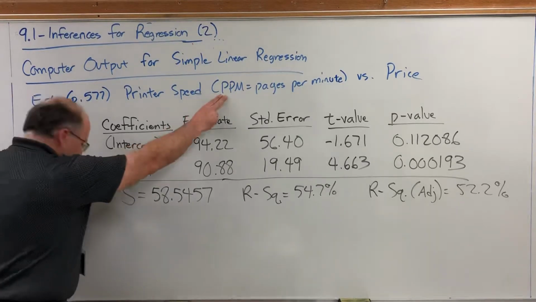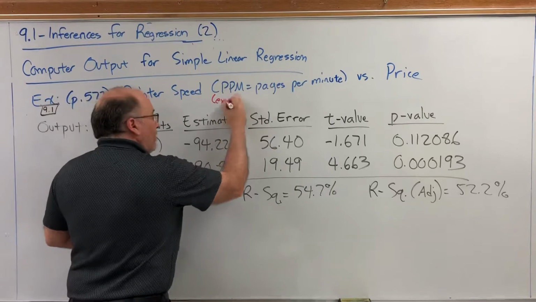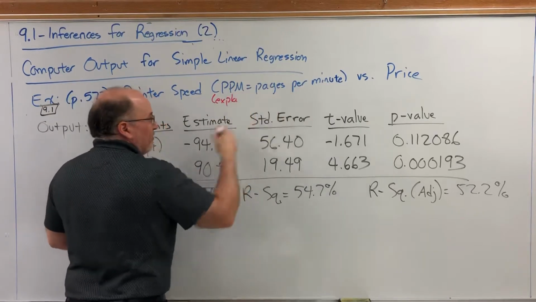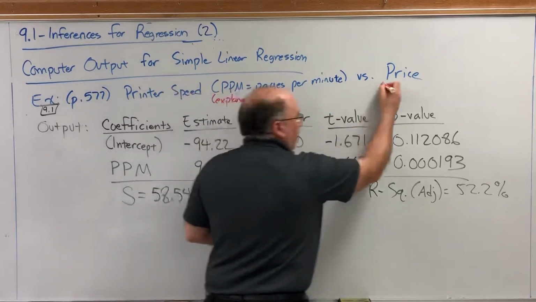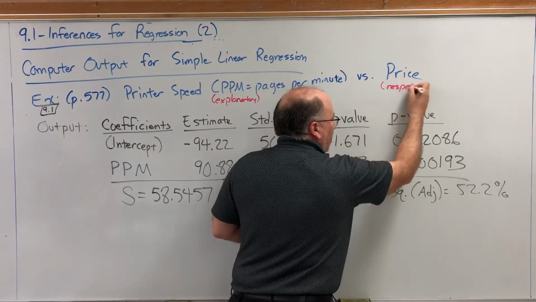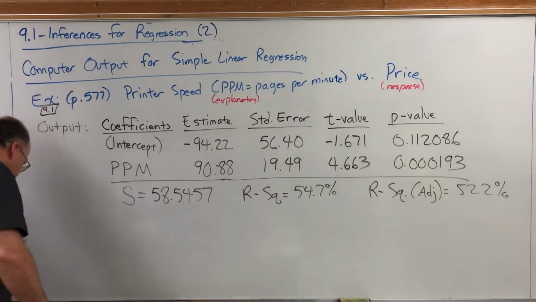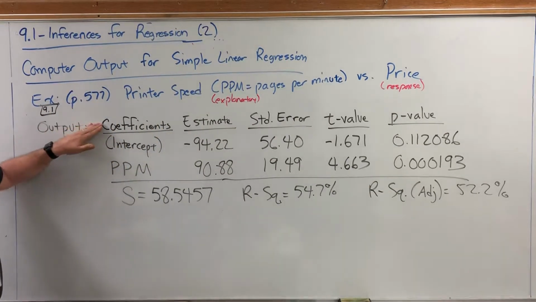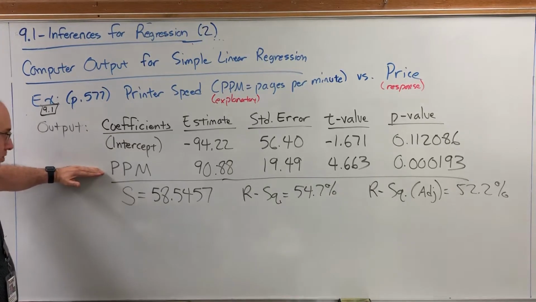The printing speed is going to be your explanatory variable. It's attempting to explain the price. And of course the price will be the response variable. It responds to the printing speed. So in the row that starts with the explanatory variable, that's the one where you can find your slopes.